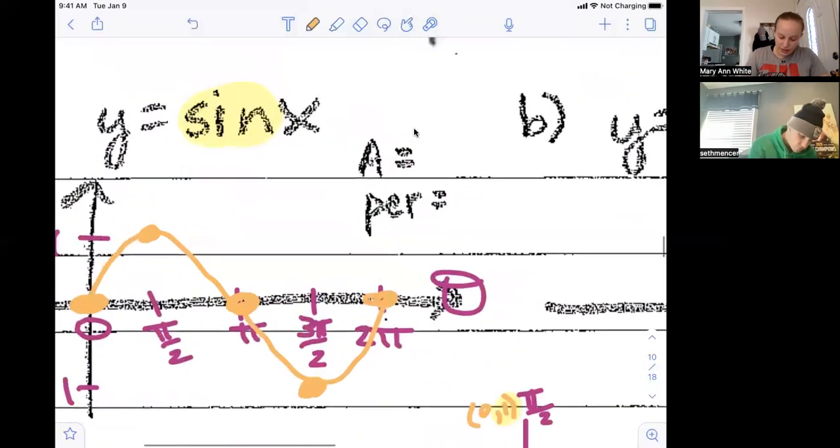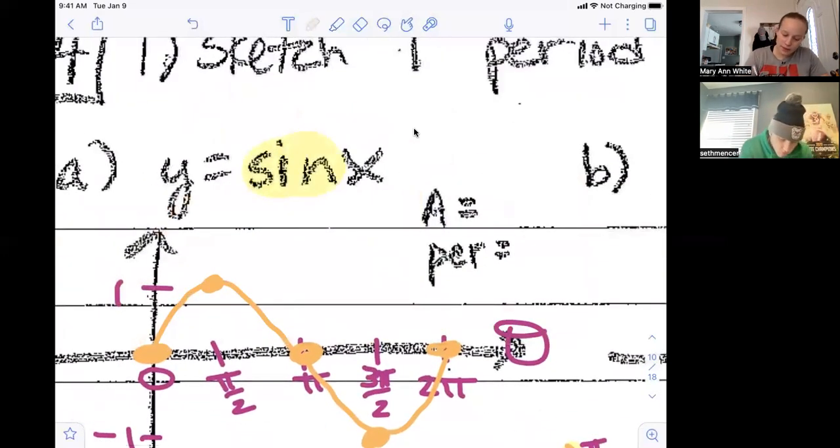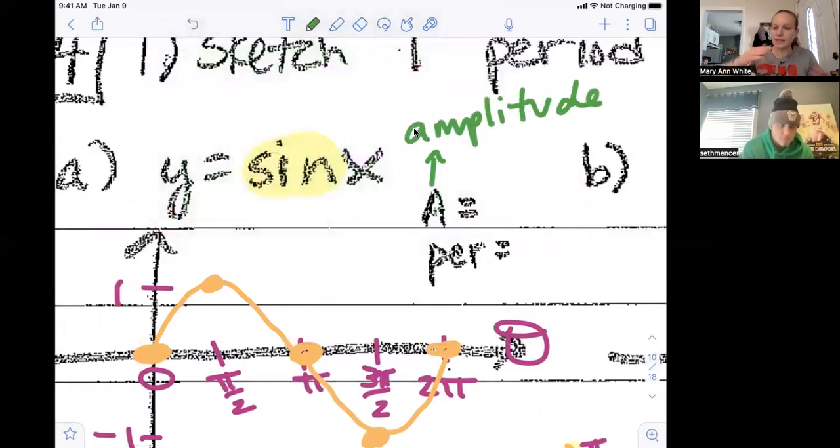Off to the side, I've got this little A and then PER. A stands for amplitude. Amplitude means how tall the graph is, and it cares about from the middle to the highest point and then from the middle to the lowest point. It goes from 0 to 1 to get to the highest, and it goes from 0 to -1 to the lowest. So the amplitude, the height, is 1. And that happens in every single sine graph that isn't transformed. Every normal sine graph, the amplitude is 1.